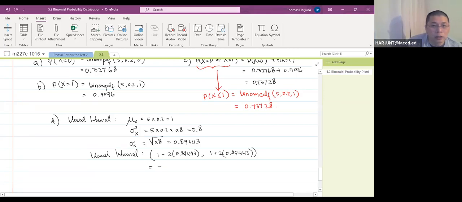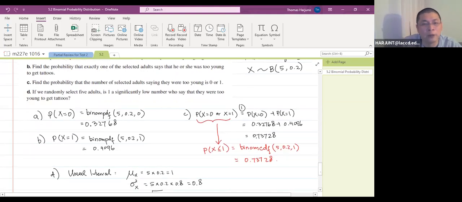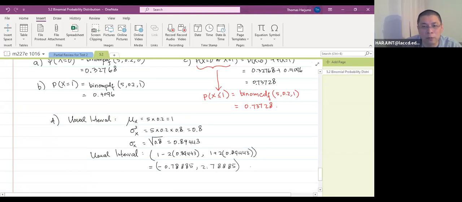This is negative 0.78885 up to 2.78885. So instead of saying that 1 is significantly low or significantly high, we see that 3, 4, and 5 are not in this usual interval. Okay, now we say that outcome is significantly low.